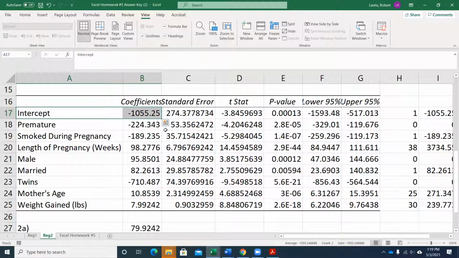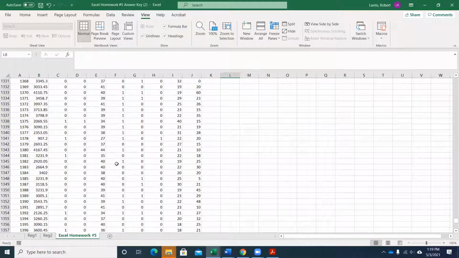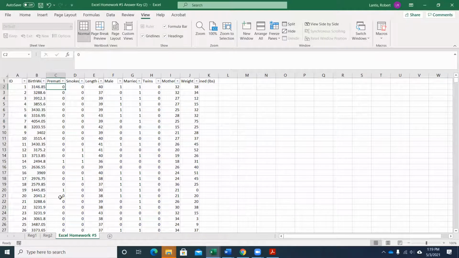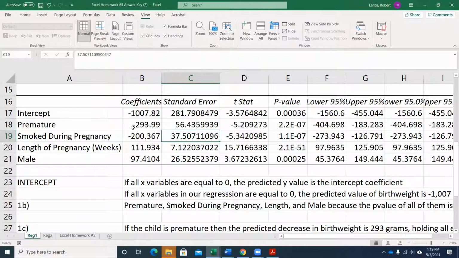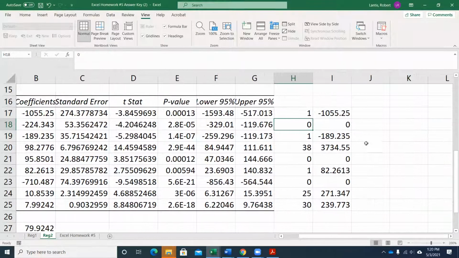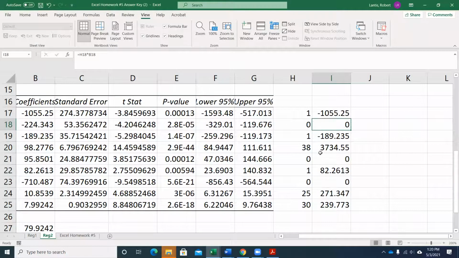Another mistake I saw is, read the question carefully. If I'm telling you it's not a premature birth, and this premature variable is just a 1 or a 0, right? If we look at the original data, it's just a 1 or a 0. Then if it's not a premature birth, it would be this coefficient times 0. Well, anything times 0 should be 0, so I really don't have to add it in.